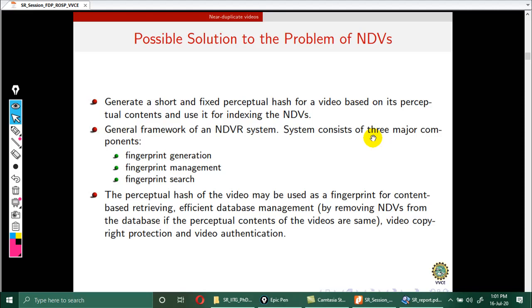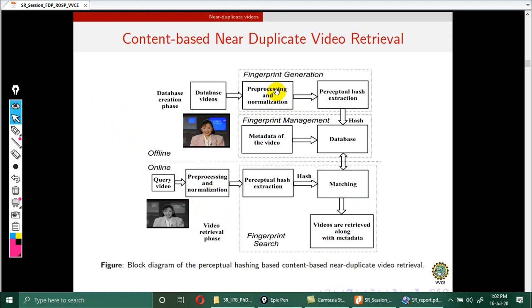Hello everyone, welcome back to the second session. In the first session we saw what near duplicate videos are, what the problems of near duplicate videos are, and a possible solution to overcome the problem of near duplicate videos using the perceptual hashing technique. Right. So in this session we will see what the perceptual hashing technique is.